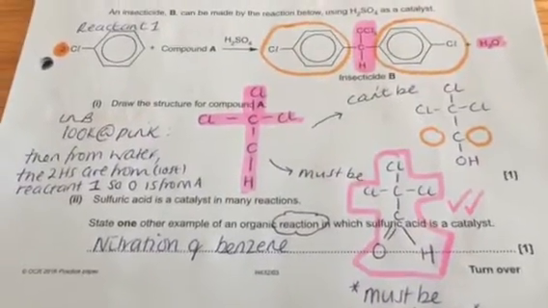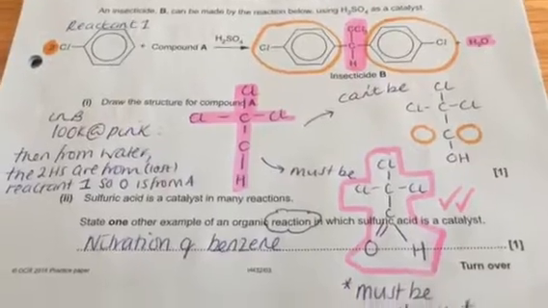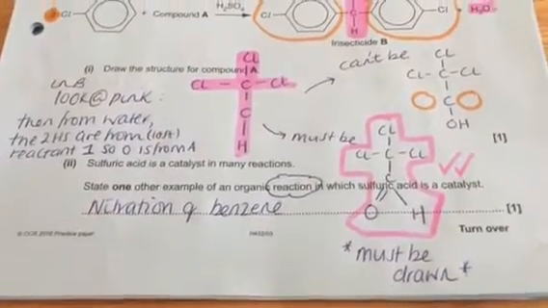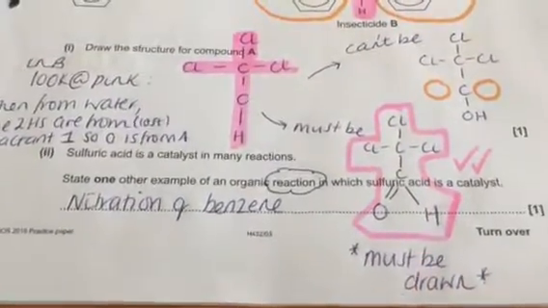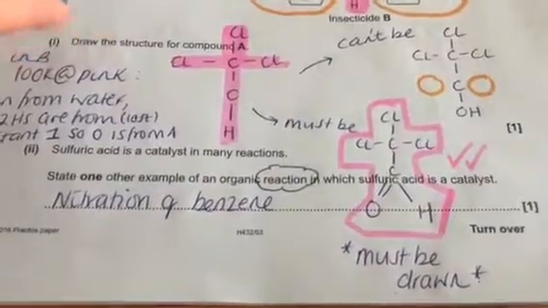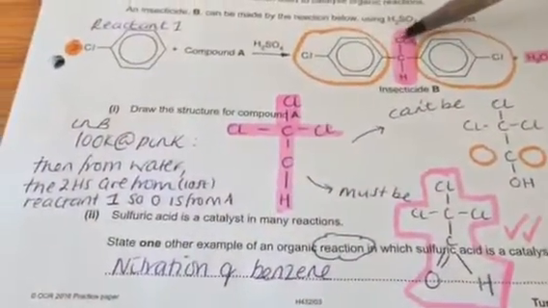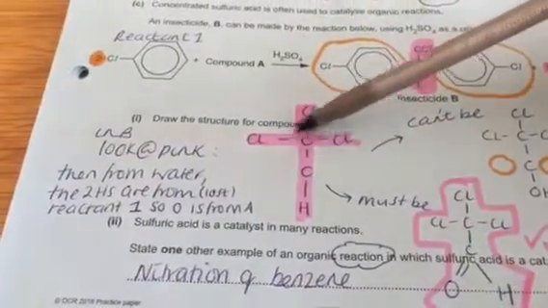For part 2, sulfuric acid is a catalyst in many reactions. There are lots of answers to this one, but the most common one that we come across really in terms of an answer is that it is the nitration of benzene. Now you'll notice down here I've put must be drawn. That's because it asks us to draw the structure for compound A. That means a fully displayed formula. It wouldn't be acceptable to have CCl3, C, double bond O, H. So it wants the fully displayed formula.